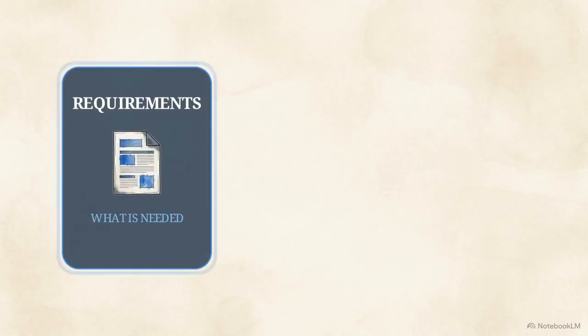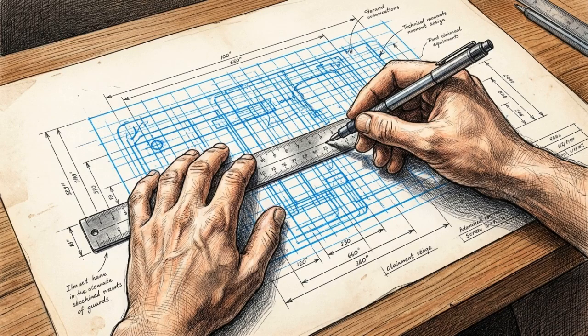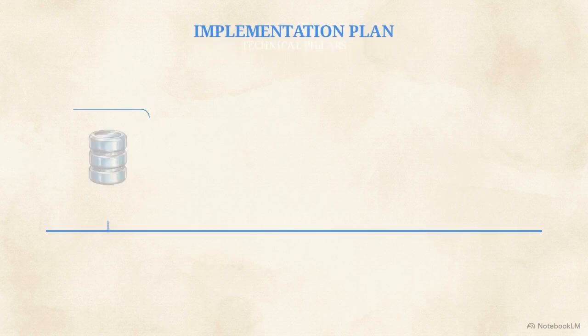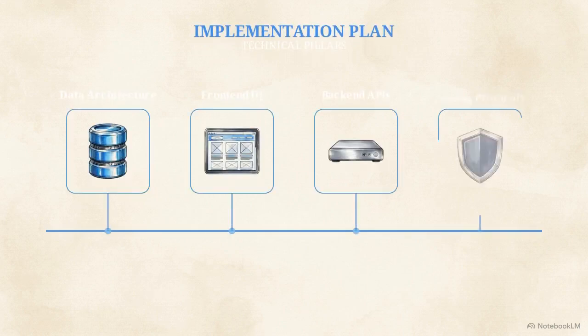It serves as a direct bridge connecting the raw requirements of what is needed to the practical steps of how you intend to build it. This blueprint forces you to map out exactly what you are about to do. You will define the necessary database changes, the specific UI states, the API endpoints, and the testing protocols before a single line of code is written.